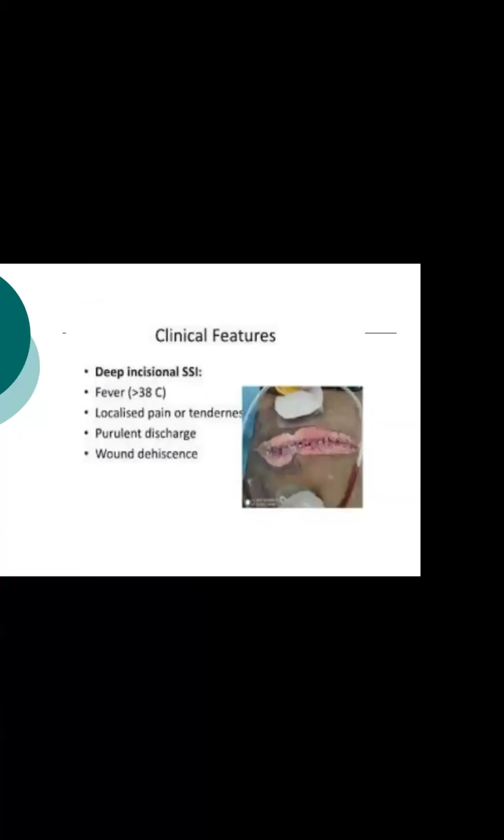Then, in case of deep incisional surgical site infection, you see the picture. There will be fever, localized pain or tenderness, purulent discharge, and wound dehiscence. You can see the wound. Even a diabetic wound can be a deep incisional wound. After diabetic surgery, you might have seen patients. It's a deep wound and takes so much time to heal.